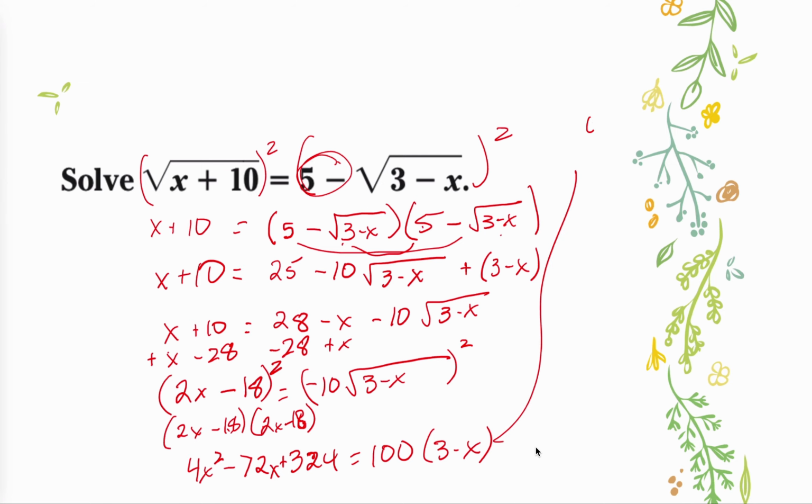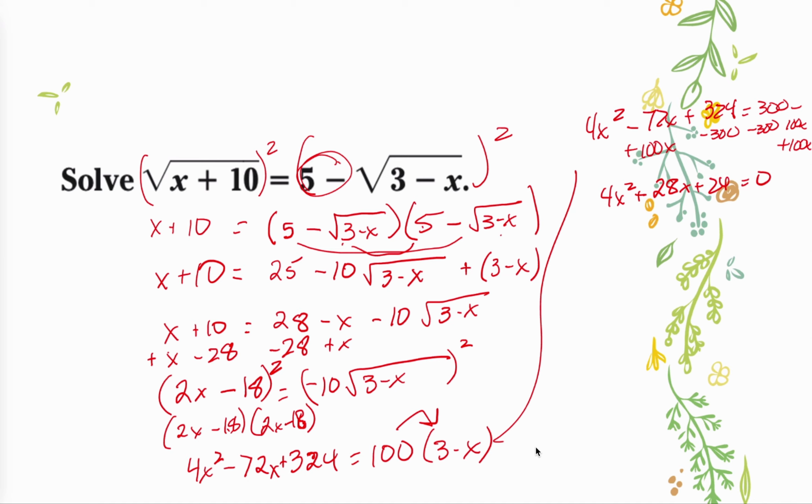Up here, 4x squared minus 72x plus 324. Distribute the 100, that is 300 minus 100x. We're going to add 100x to both sides, and we're going to subtract 300. And that's 4x squared plus 28x plus 24 equals 0. To simplify this, we'll divide it all by 4.